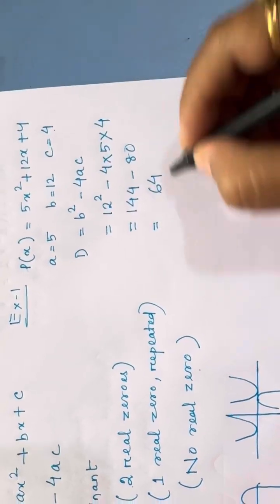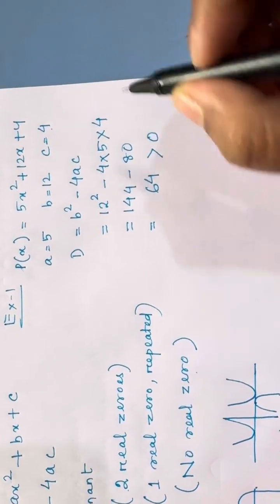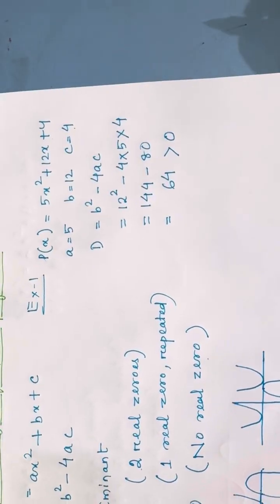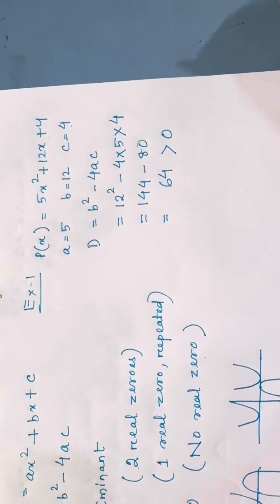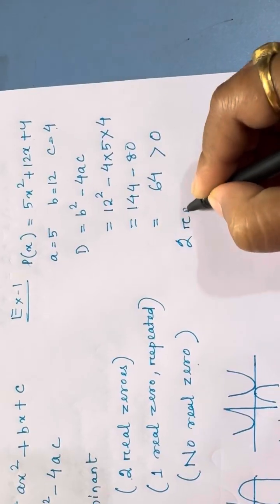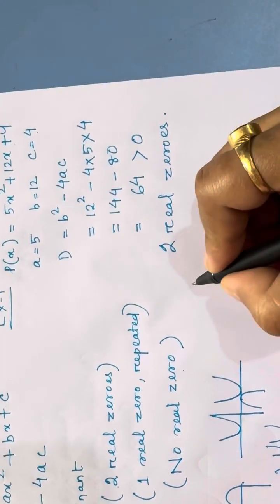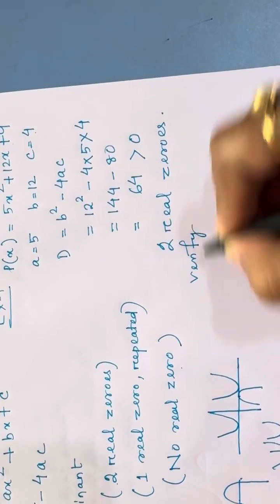We can clearly see 64 is greater than 0. So we are confirmed now that this particular polynomial 5x square plus 12x plus 4 is going to have two real zeros. Two real zeros. So let's verify whether our answer is actually correct or not.